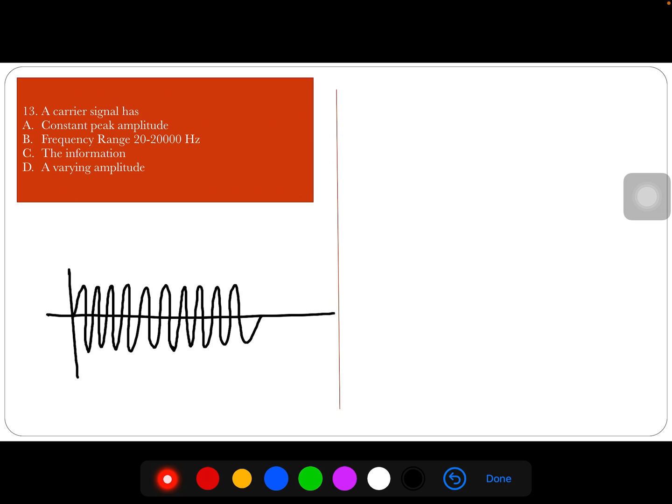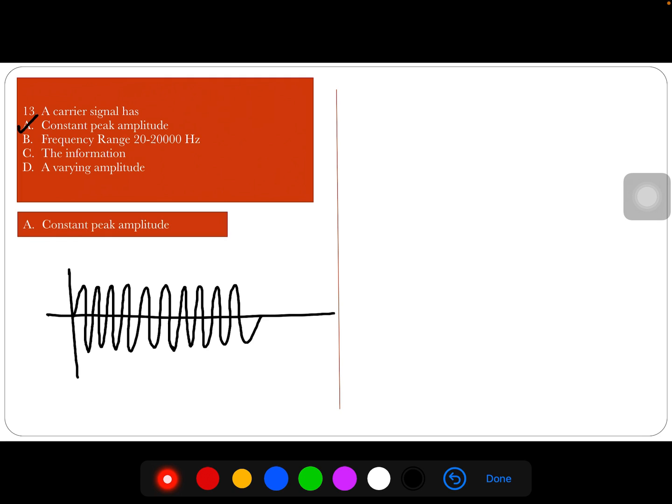So B is not correct. It has information. No, this is also not correct, because when the carrier signal is carrying the information, it is not called the carrier signal alone. In fact, it is called a modulated signal. Okay, so C is also not correct, and D is also not correct because it says that it has a varying amplitude, which is not the case. So A is the correct option.